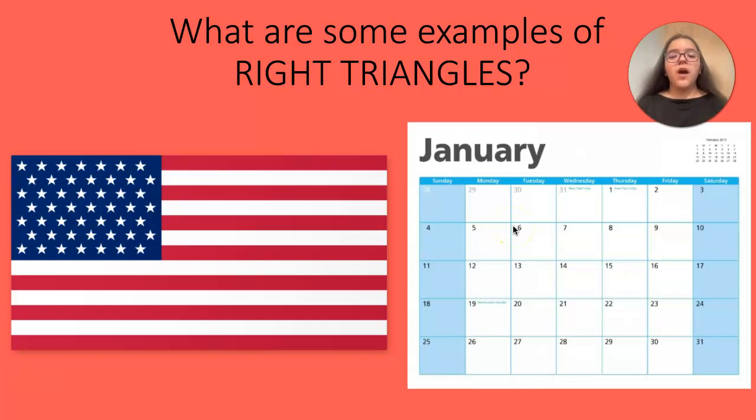While you're watching this video, I want you to look at your surroundings and see if you can find any examples of right triangles. I know in our classroom we have the American flag displayed, and if we were to cut the flag in half diagonally, we would be able to form two right triangles. The calendar on my desk could also be cut in half, and we would have two right triangles. And then also, if you look at the squares inside of the triangle, if we were to cut those in half, we would have two right triangles.